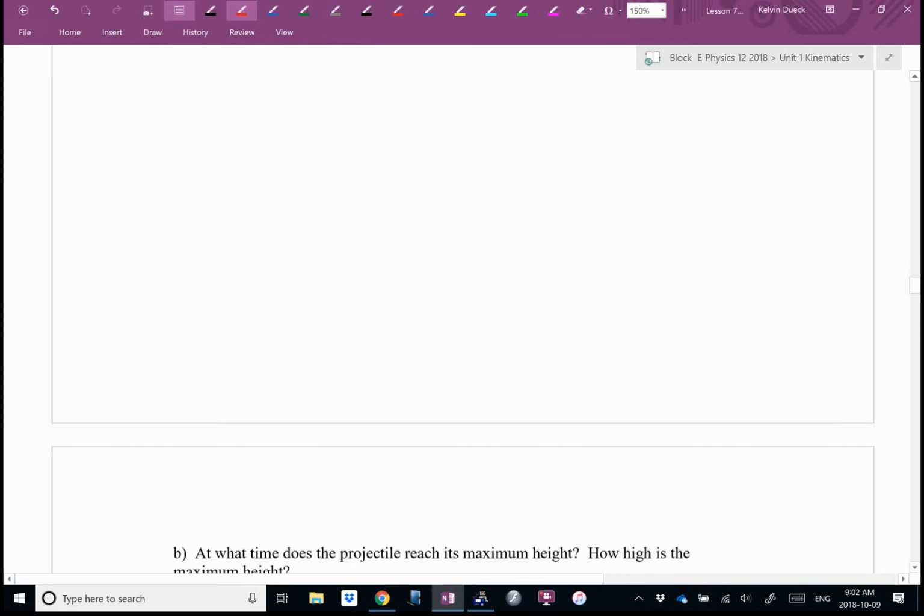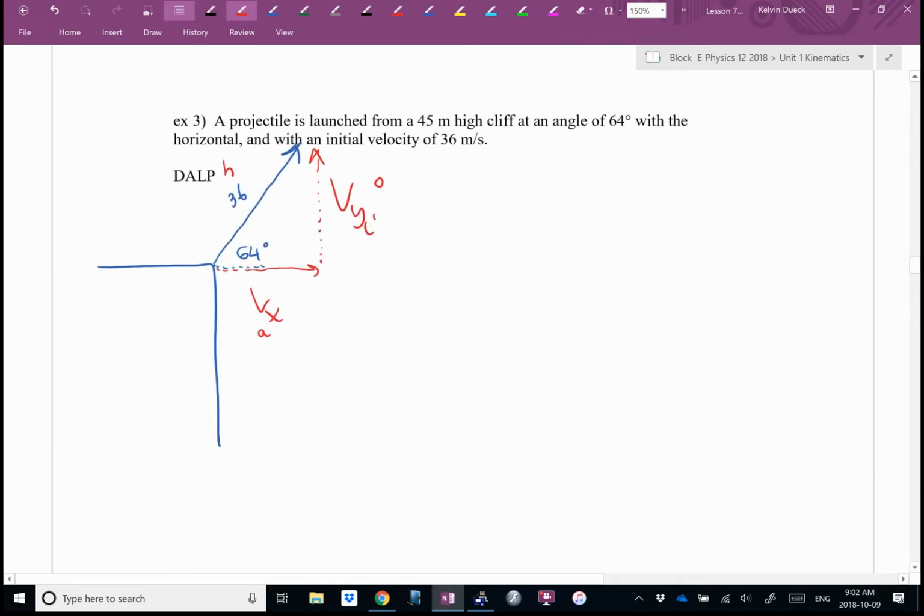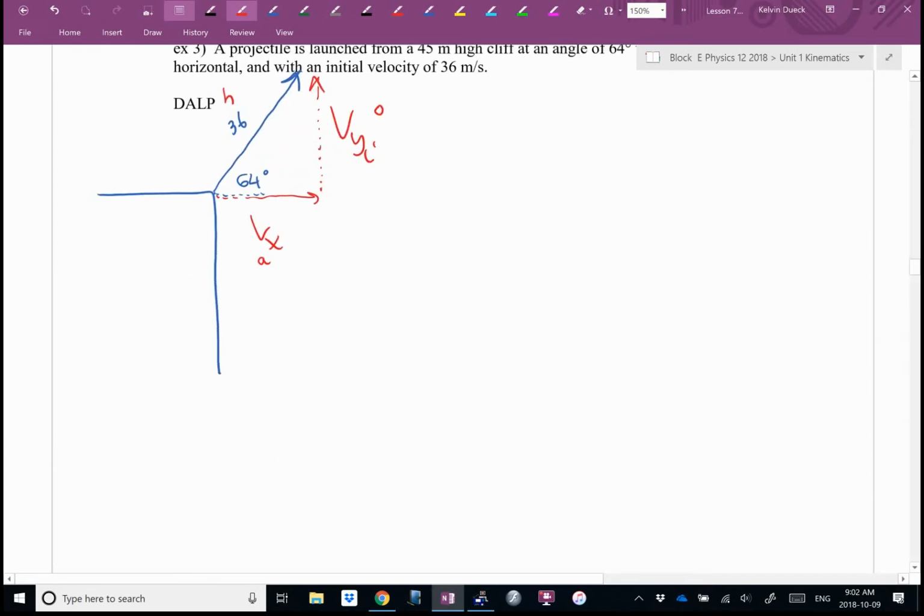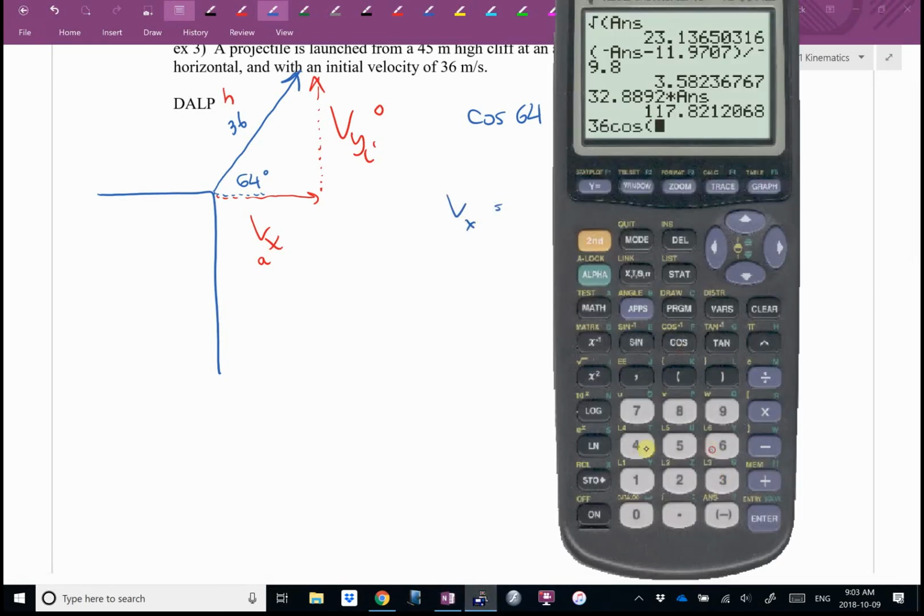What is part B asking me to find? Vy, Vx. Let's find Vx first. Which trig function? So it's going to be cos 64 equals Vx over 36. So Vx is going to end up being 36 times cos 64. 15.7814.